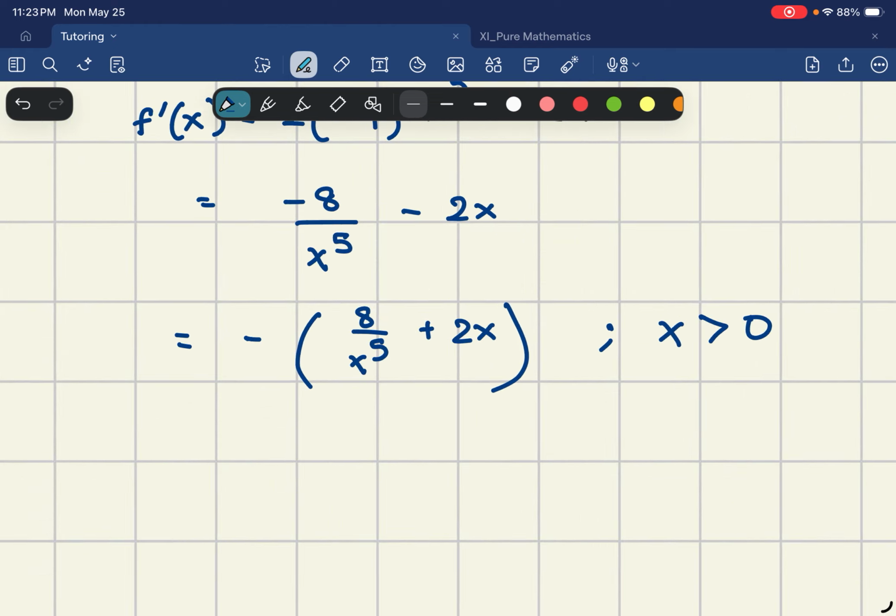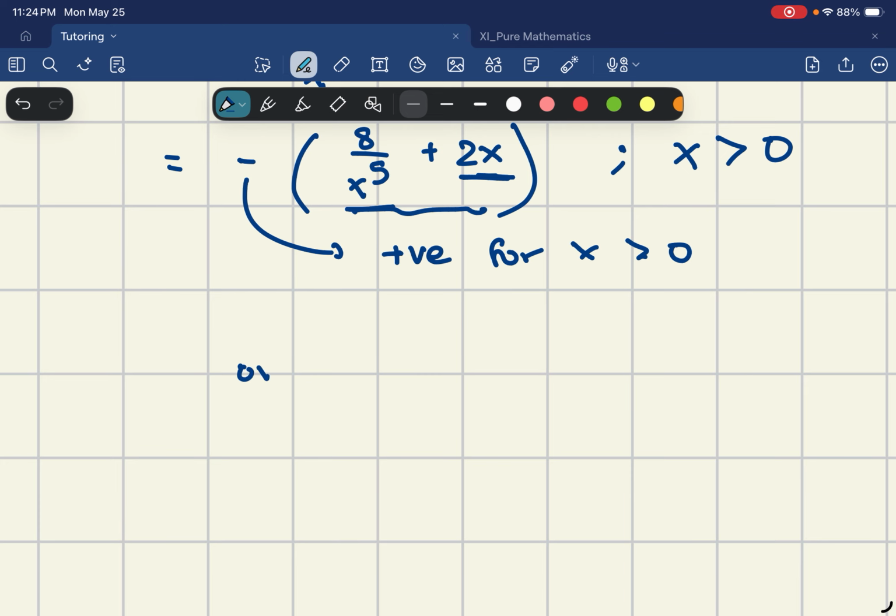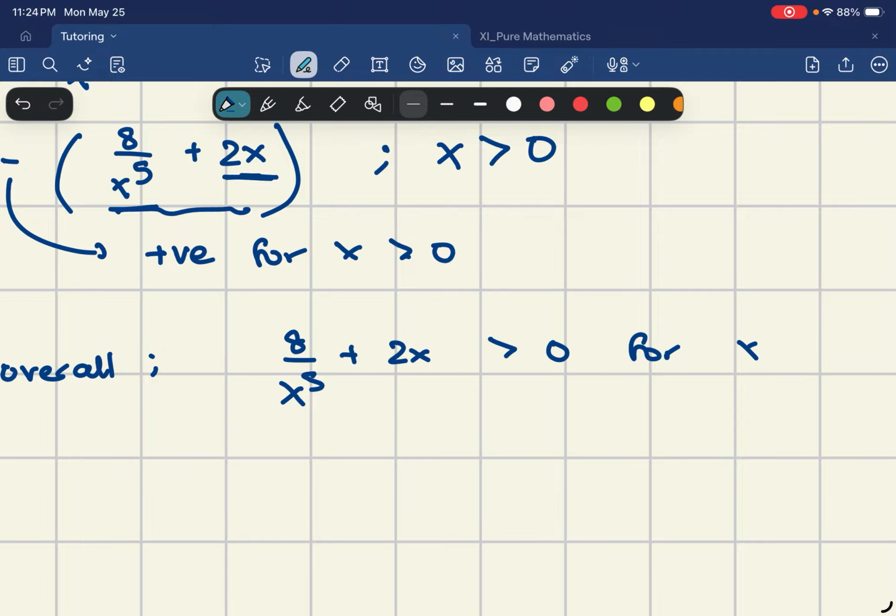So now think about this. If x is bigger than 0, this is positive because 2 times something positive is going to give you positive. And this is positive because x to the power 5 is going to be positive, right? Positive number raised to the 5th power is positive. So this expression is always positive for x bigger than 0. And when you multiply by negative, overall, 8 over x to the power 5 plus 2x is bigger than 0 for x bigger than 0.